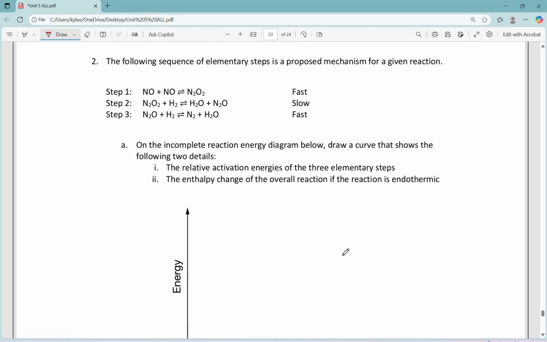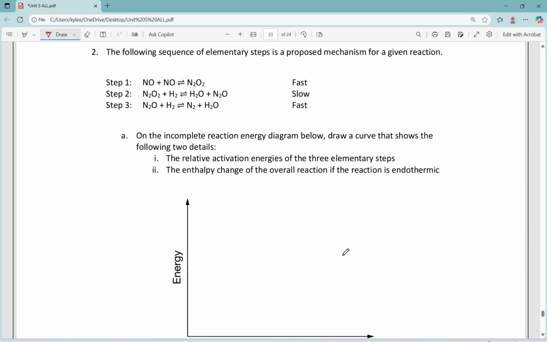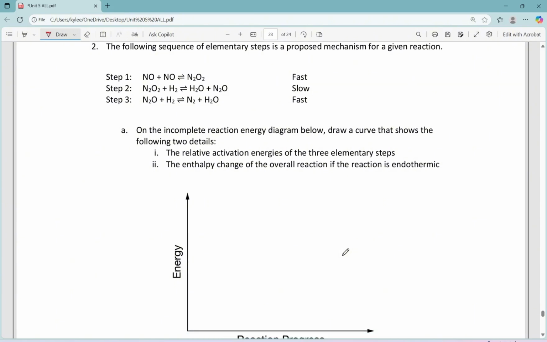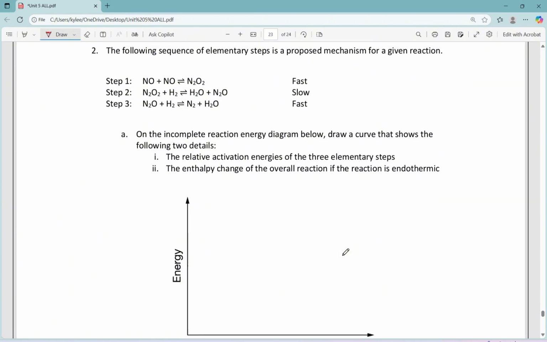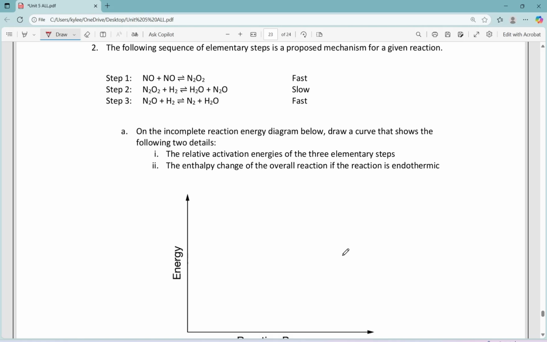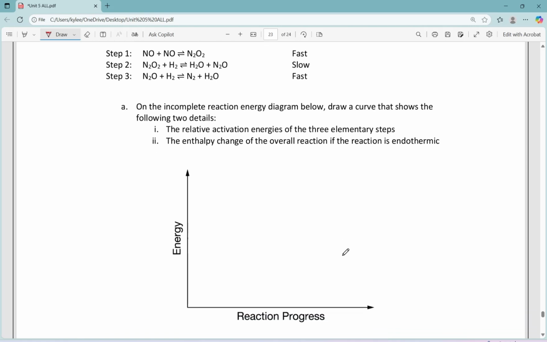Second example, they want us to construct what this might look like. So it says the following is a sequence of elementary steps for a proposed mechanism. And we have 3 steps, so that means that I'm going to have 3 peaks. It tells me that step 1 and step 3 are fast, but step 2 is slow, so that means it's going to have the highest activation energy. And they want us to construct what this might look like.